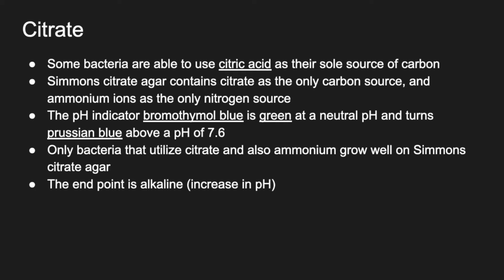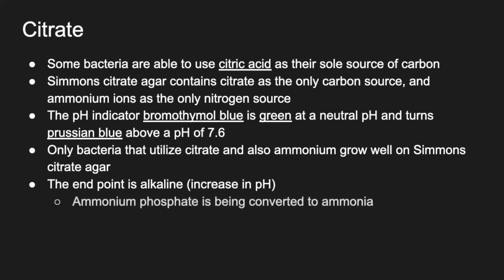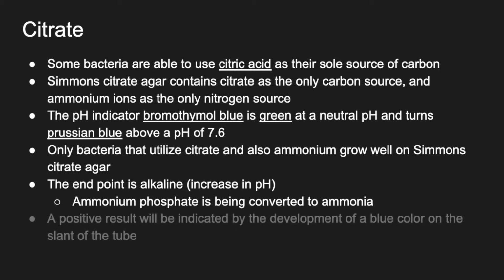Bromothymol blue is going to show us, if it's a positive test, it's going to go from green to blue. And why this is happening is because ammonium phosphate is being converted to ammonia. And this right here is what causes our endpoint to become alkaline or basic. And a positive result will be indicated by the development of that Prussian blue color on the slant of the tube.